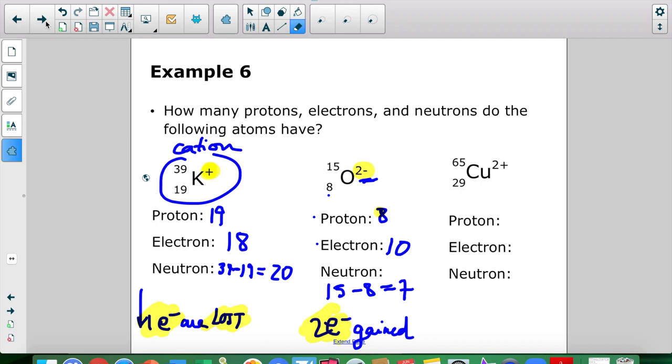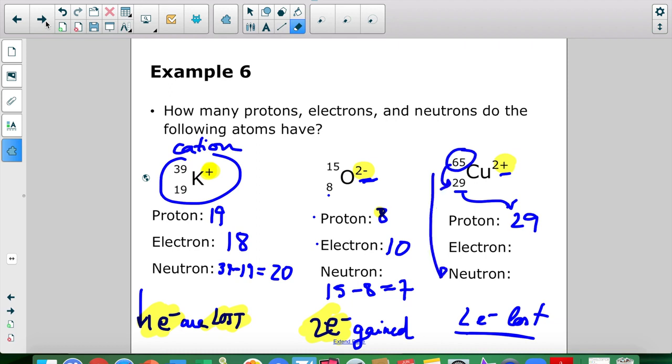And finally, the copper 2 plus. So the copper 2 plus has a charge of plus 2, meaning again that 2 electrons have been lost. Okay, that is what the charge means. So the protons are going to be given by the atomic number, 29. The neutrons are going to be given by the mass number minus the atomic number. So the number of neutrons is going to be 36.